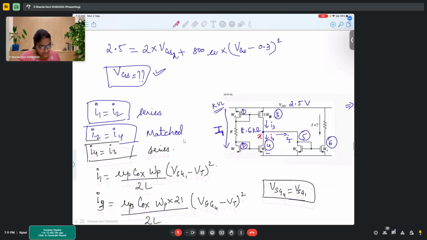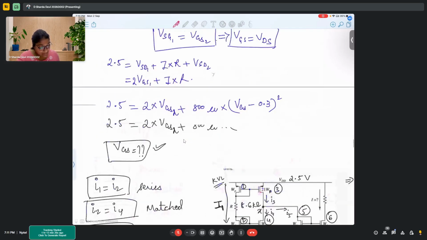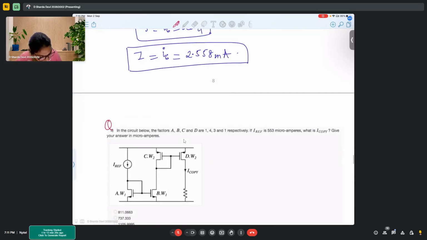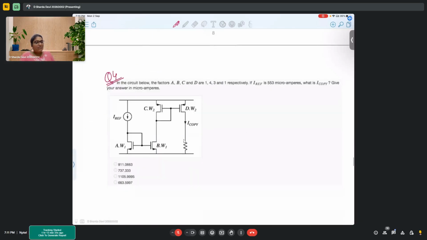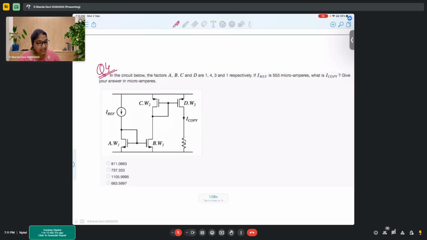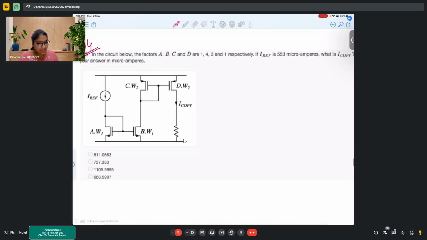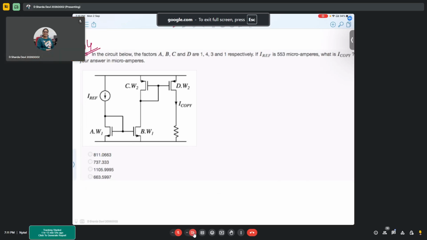So this was question, which question? Question number 3, sorry, question number 4. Yeah, so meanwhile, I'll just be back in a minute. Why don't you people solve this problem? Now, see here you have A, B, C, D, which are the multiples of the transistor widths, and you have to find the current I copy. Okay, I'll be back in a minute. Meanwhile, please solve this problem.